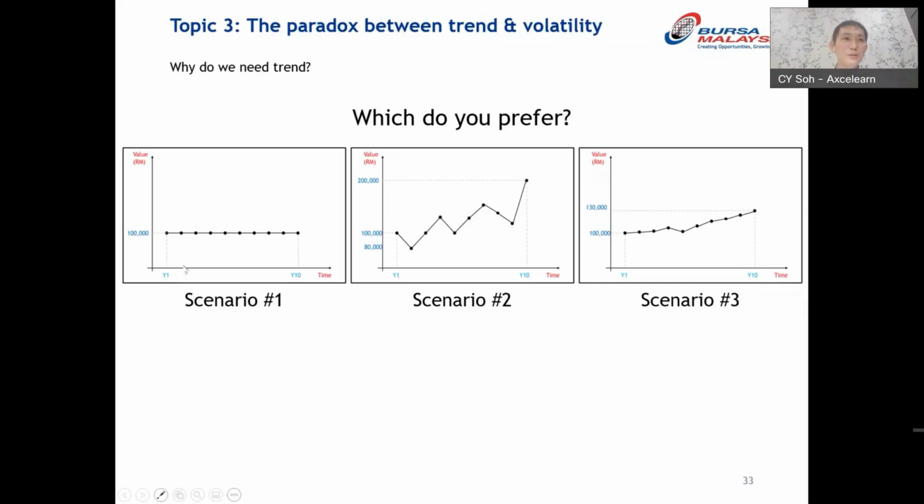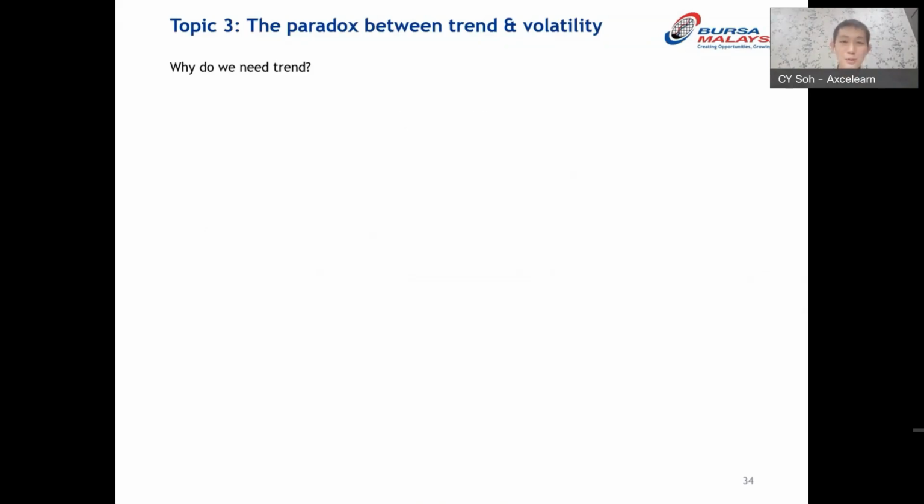So most of you would put your money in scenario 2, very few in scenario 3, only 1 or 2%. Nobody wants to put in scenario 1. In fact, there are people who put in scenario 1. Let me tell you what scenario 1 is. Now, let's go through one by one first.